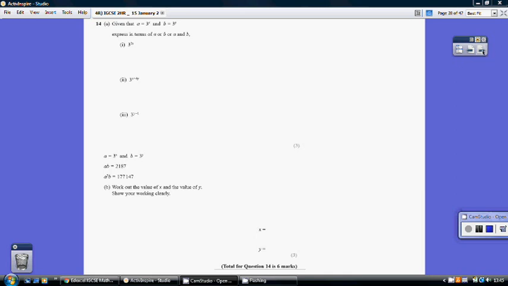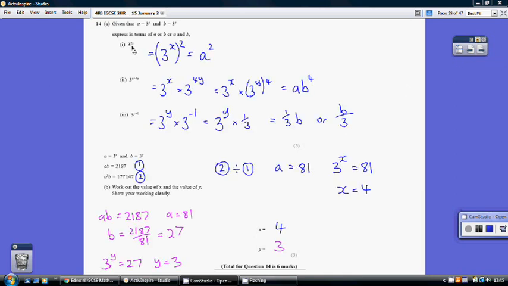Question 14. So part 1. So think of 3 to the power of 2x as being 3 to the power of x all squared. Now remember, when we've got a power inside the bracket and outside the bracket, we multiply these together. So that's x times 2 or 2x. So these are the same thing. So we've got 3 to the power of x, which is a, being squared. So that is a squared.